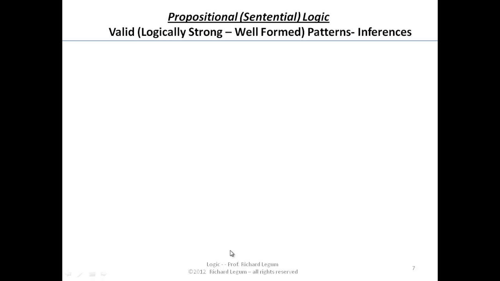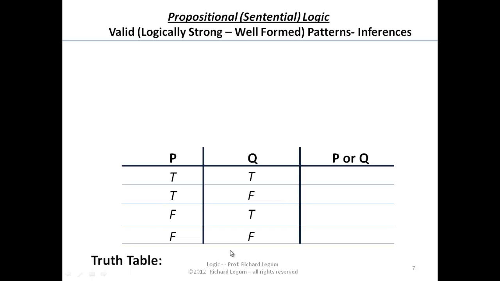I'm going to introduce the tool which is going to help us understand what patterns of inference are valid ones, logically strong ones, and which ones aren't. And this is going to be kind of a chart that we're going to set up. The chart's called a truth table, and it's set up in the following way.